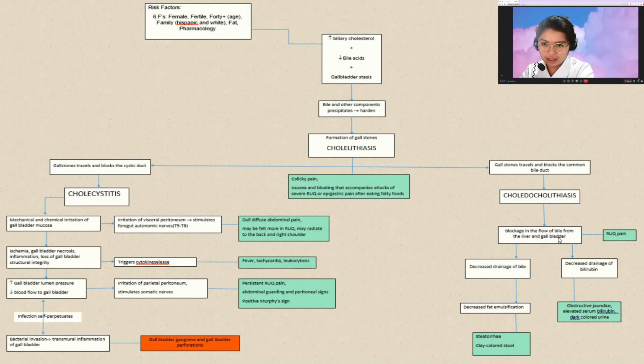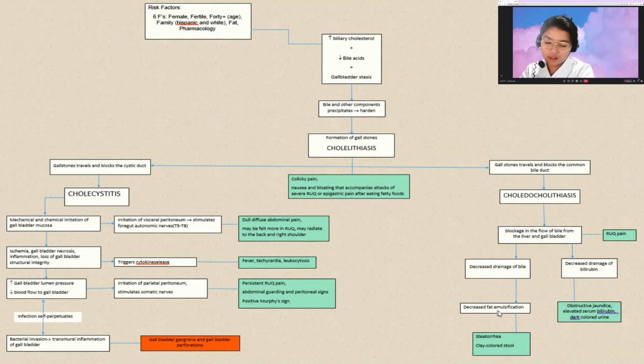So the bile is there, and this blockage impedes it from flowing into the colon. Now, this manifests as right upper quadrant pain, and if there is decreased drainage of bile, there is also decreased fat emulsification because bile is responsible for supporting fat emulsification in our body.